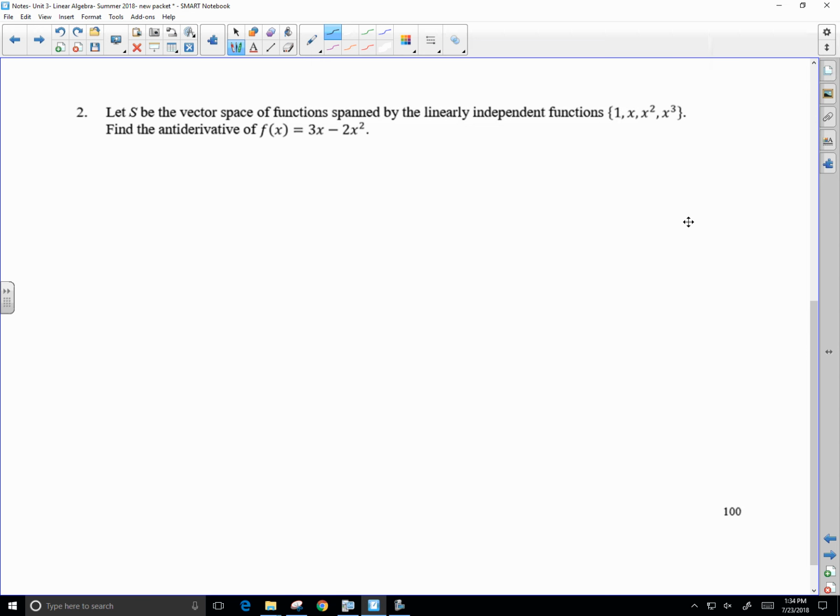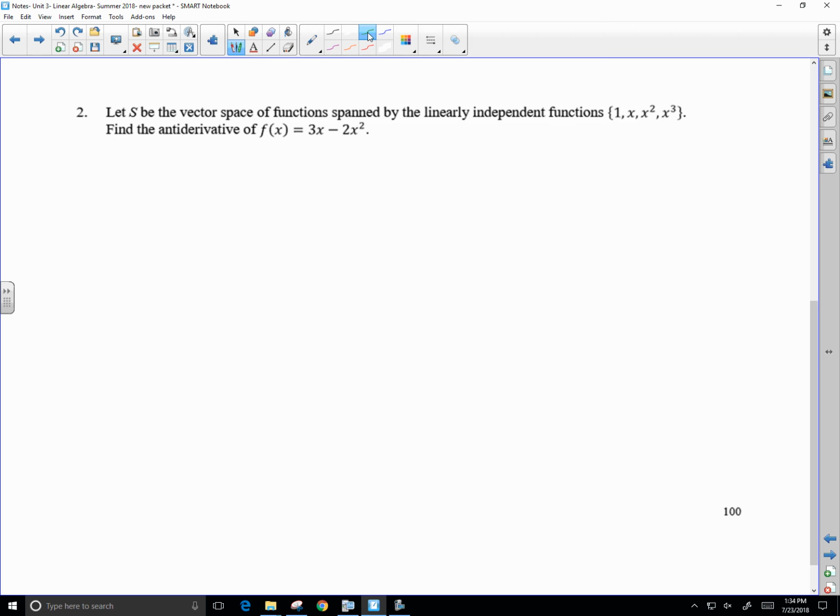It's a polynomial base, so it's not going to be that bad. It has to be the vector space of functions spanned by the linearly independent functions. Find the antiderivative of this function. Now you know how to do it by hand, it's obvious. But how do we do it using matrices?